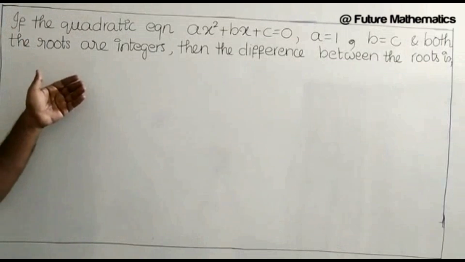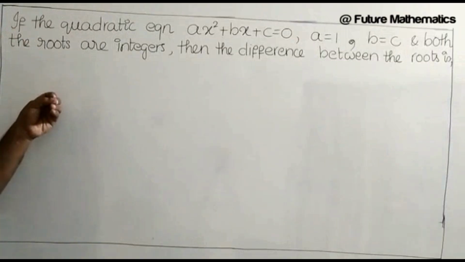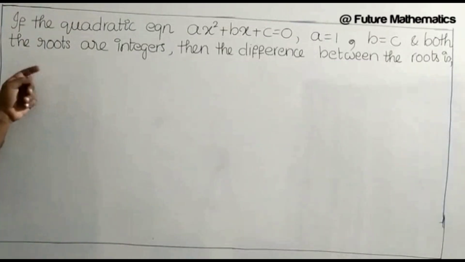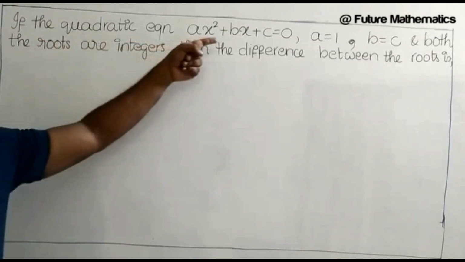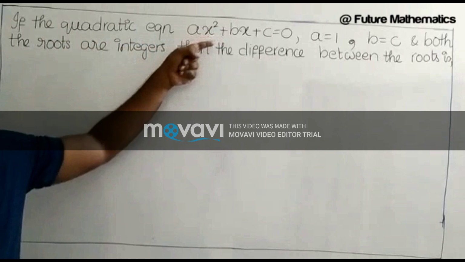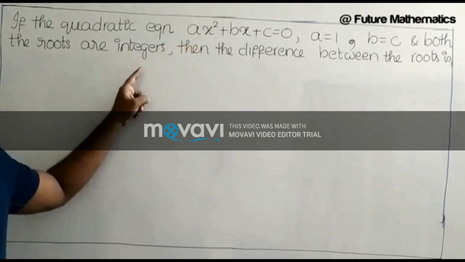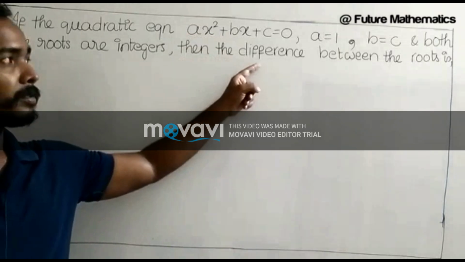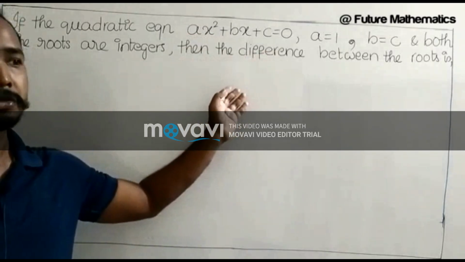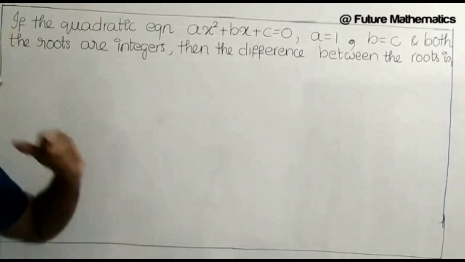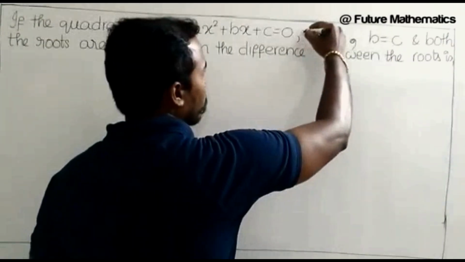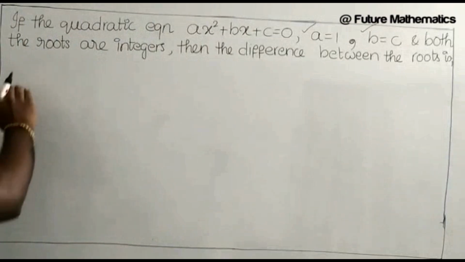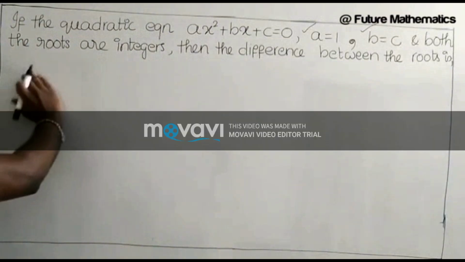See, this is a simple question, but there might be a little tricky in this question. Just check it once. If this quadratic equation has roots which are both integers, then it is simply asking us to compute the difference between those two roots. Given a is equal to 1 and b as c, then how do you do this?